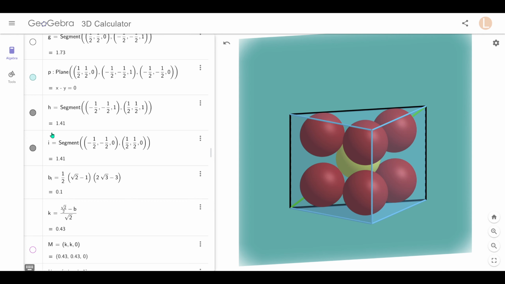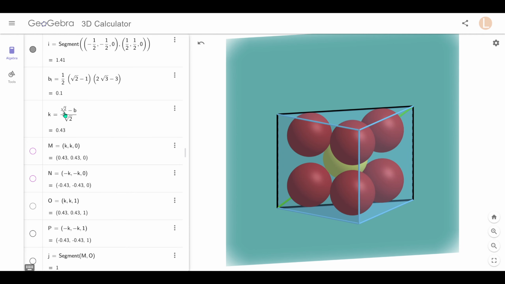And then to find the line segment here, we need the coordinates of these 2 points, which is this line segment. All right, so we define k to be our value, radical 2 over 2 minus b over radical 2. Okay, so we have our point M is equal to k, 0, which is here. And then we have our point N, which is here, symmetrically, minus k, 0. And then we have our point O, which is here. So now we have the line segment from here to here. Then we also have P, which is here. So we have our 2 line segments.